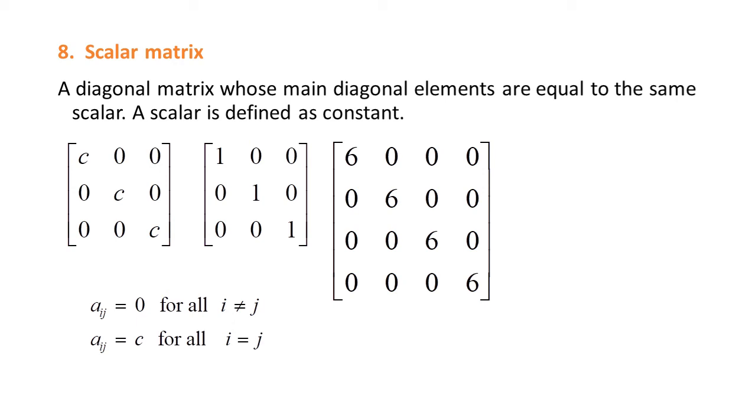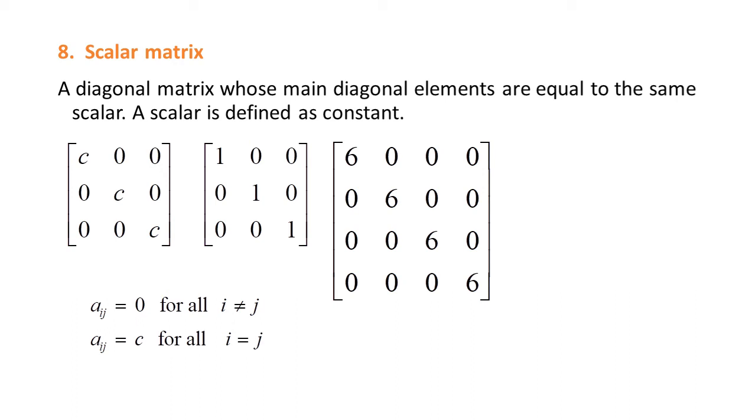Scalar means it is a number. Scalar means it's a constant. Constant means it's a number. So a scalar matrix will be a diagonal matrix. In the diagonal, if you see the same number, it can be any number, but it should be the same number, then we say that it is a scalar matrix.